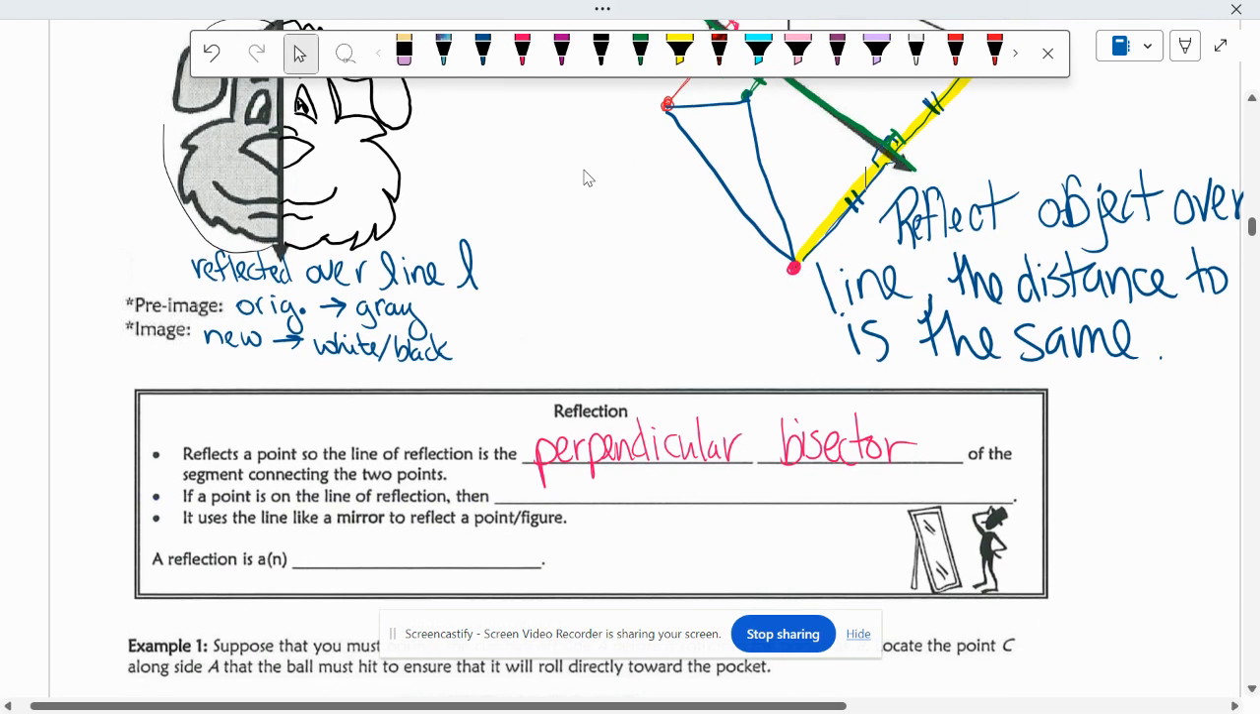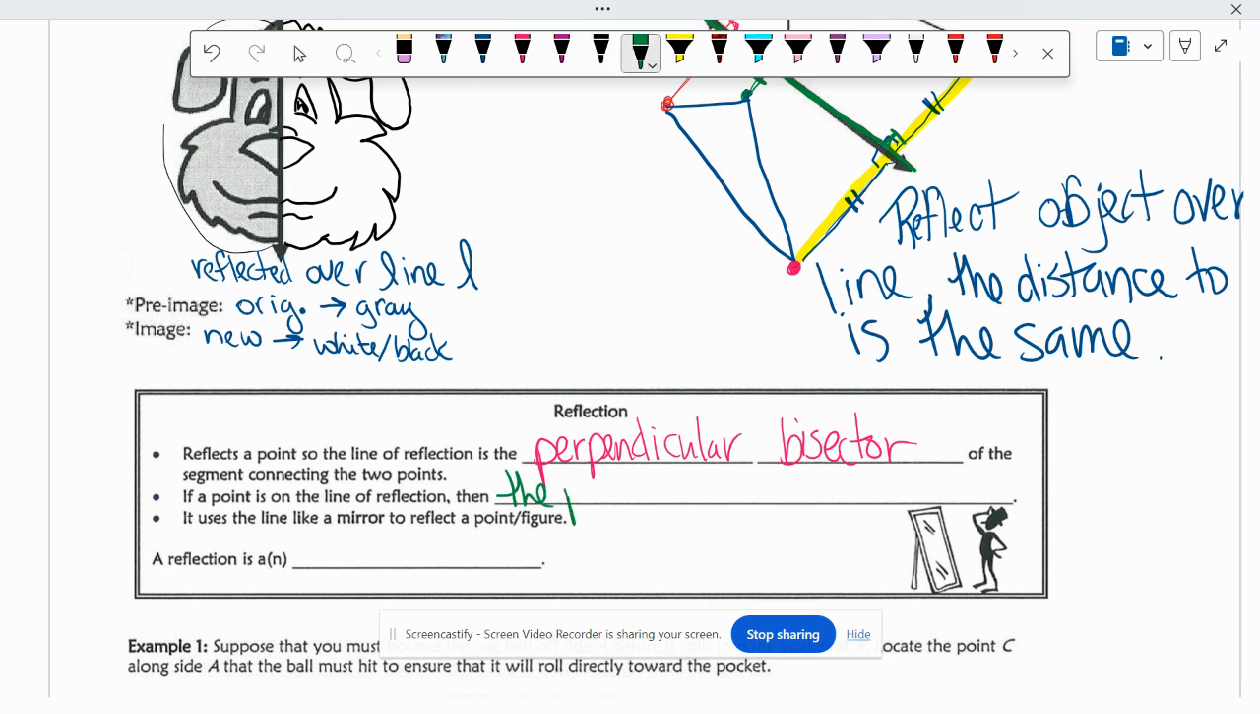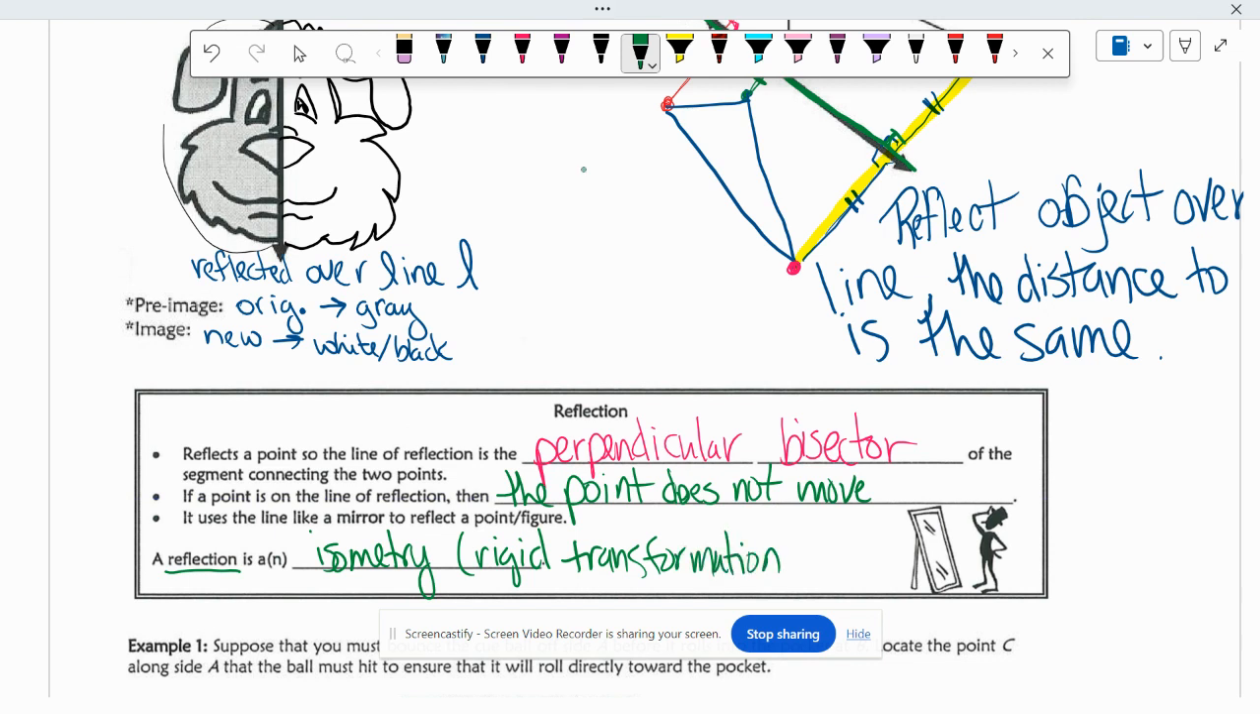If the point is on the line of reflection, then the point does not move. And remember that it uses a line like a mirror to reflect a point or a figure, and reflection is an isometry, also called a rigid transformation. That might be a vocabulary word.